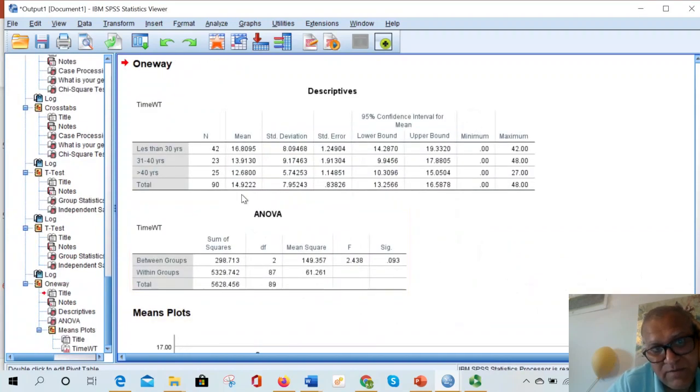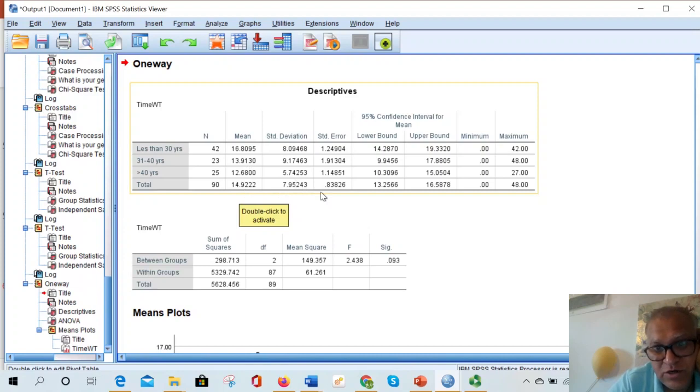So here comes the time. If somebody is less than 30 years of age, time spent is 16 minutes. If somebody is 31 to 40 years, time spent is 13. If somebody is over 40, time spent is 12. You can see that the more the age, the less the time generally. Yeah, it looks like a downward trend.